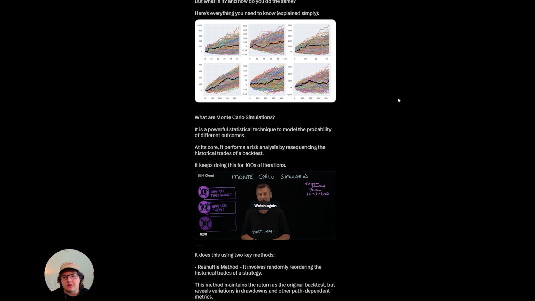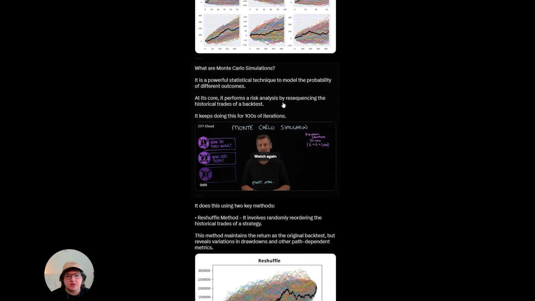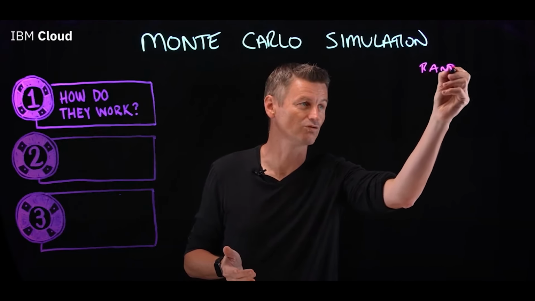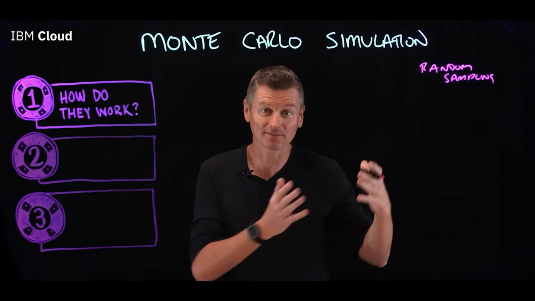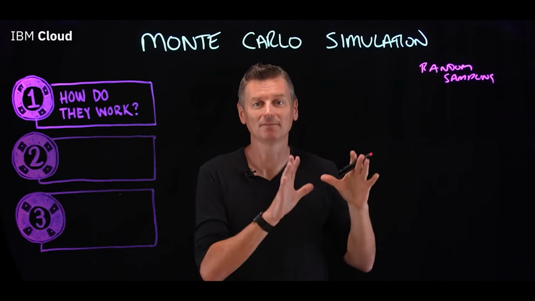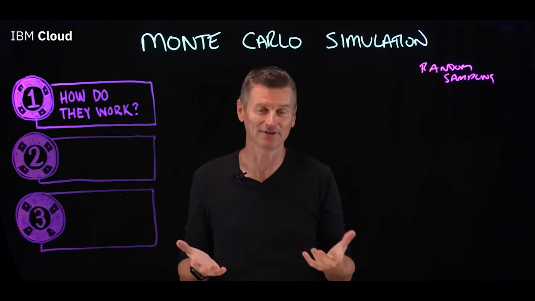Now, what are Monte Carlo simulations? Monte Carlo simulations is simply a powerful statistical technique to model the probability of different outcomes. At its core, it performs a risk analysis by resequencing the historical trades of a backtest. It keeps doing this for hundreds of iterations. This is something called random sampling, and random sampling is used to generate multiple possible outcomes and calculate the average result.